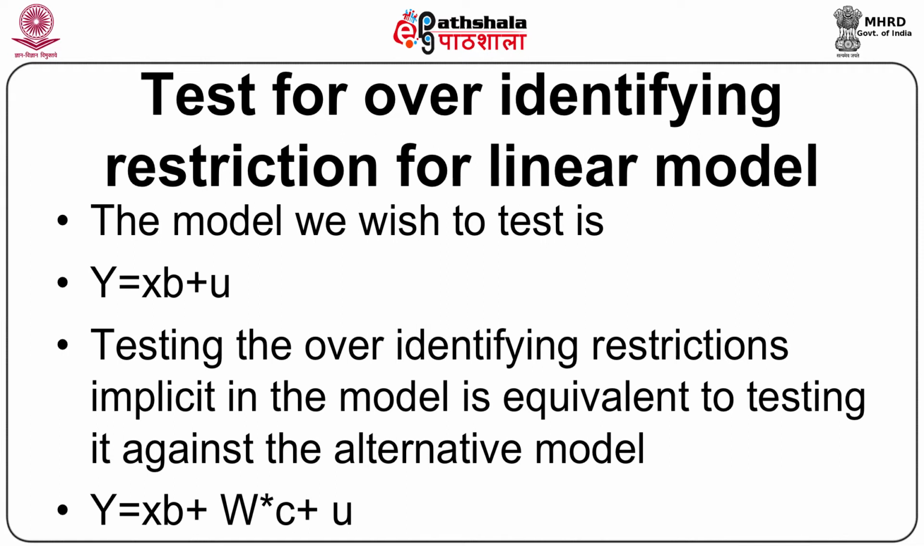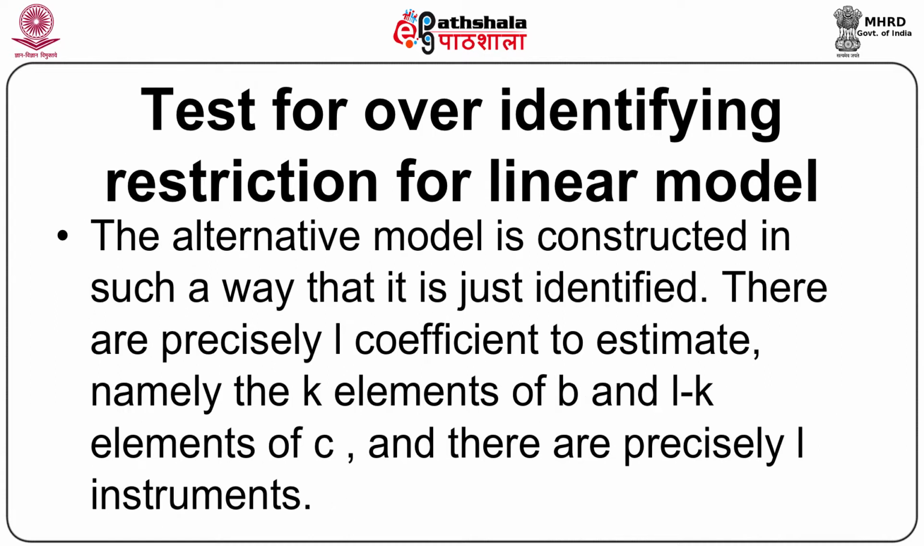Now, consider the model that we wish to test, y equals X beta plus u. Testing the over-identification restriction implicit in the model is equivalent to testing it against the alternative model y equals X beta plus W star c plus u. The alternative model is constructed in such a way that it is just identified. There are precisely L coefficients to estimate, namely the K elements of beta and the L minus K elements of c, and there are precisely L instruments.